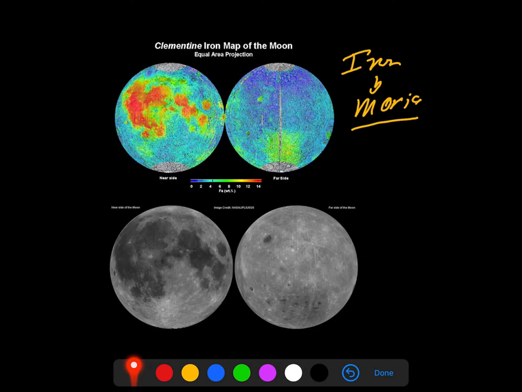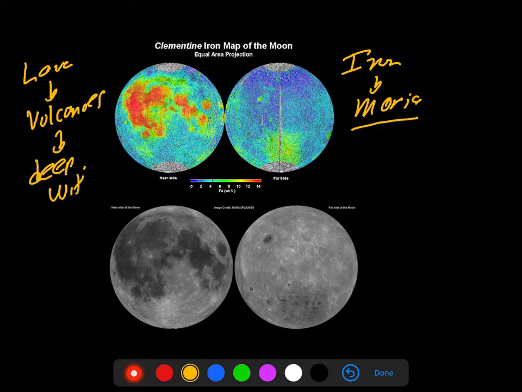And so we always said that the Maria were these dark basaltic regions right here. But where do they come from? Lava flows. And where does lava come from? Well, lava comes from volcanoes, right? And where does that come from? Comes from deep within. And so maybe that's how the iron got there.